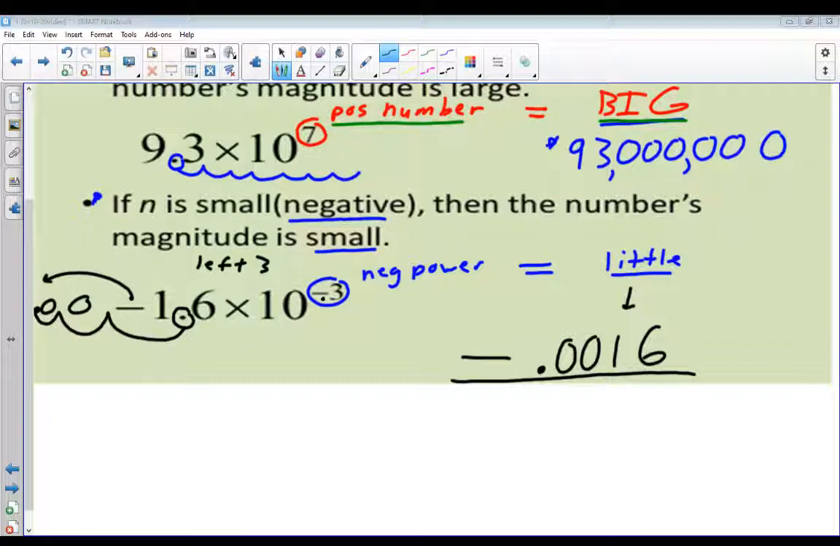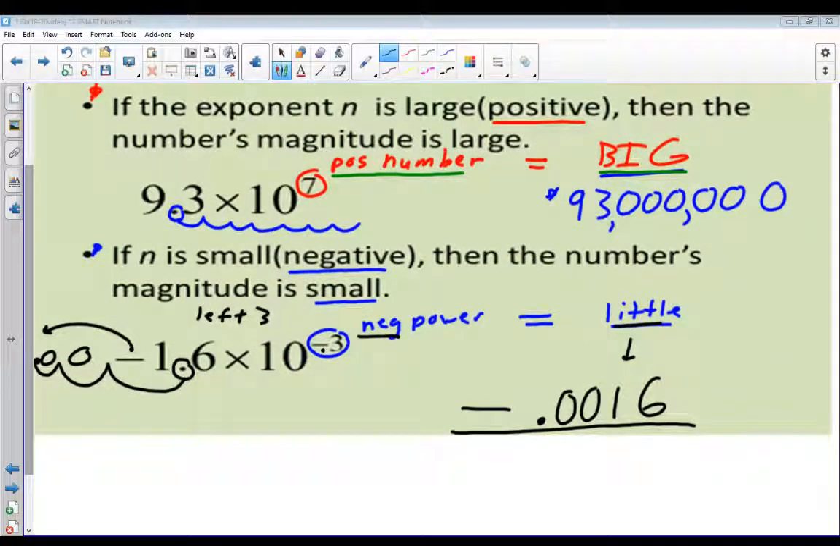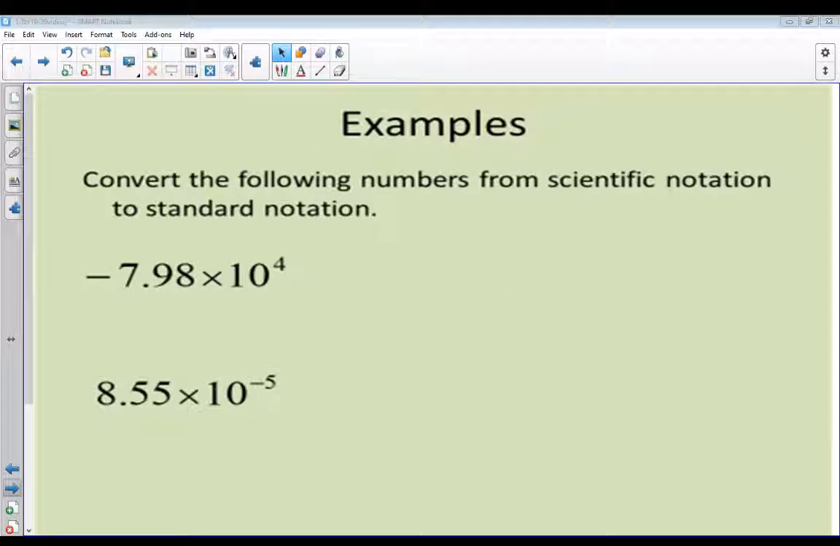So in other words, anytime your scientific notation has a negative power, that means your final answer is going to be a little number. Again, positive power means big number. Negative power means little number. If you get the hang of that, rewriting these should be a piece of cake. So now, moving on to the next slide, let's just try one more, and then you can try some examples on your own.